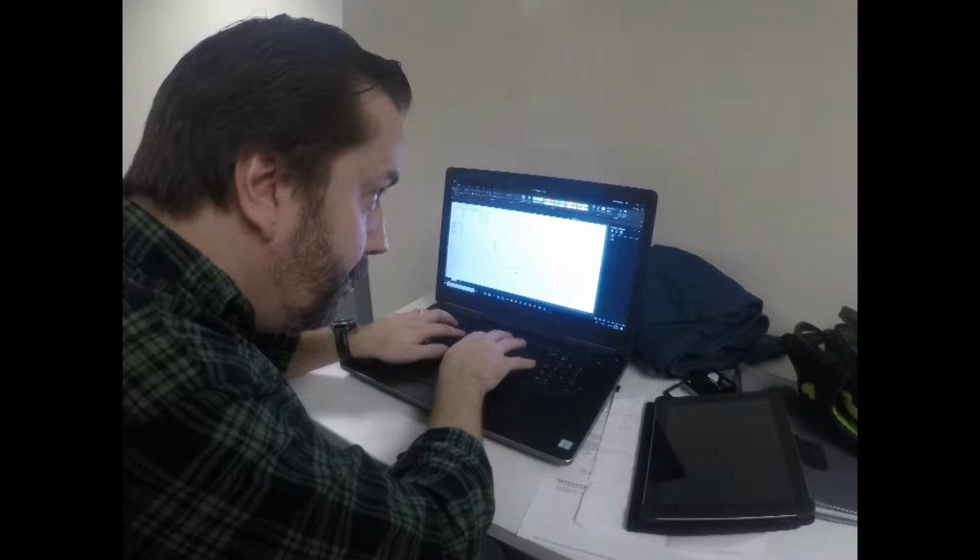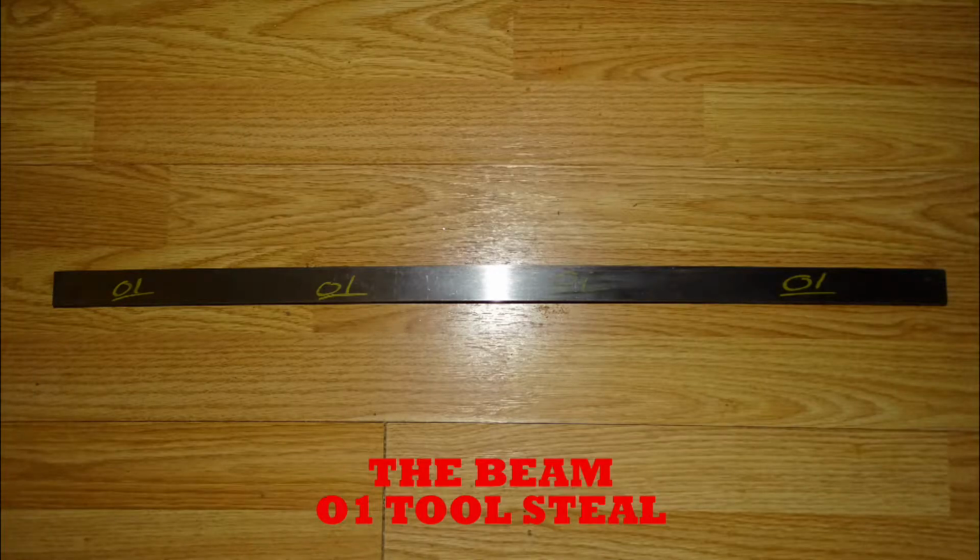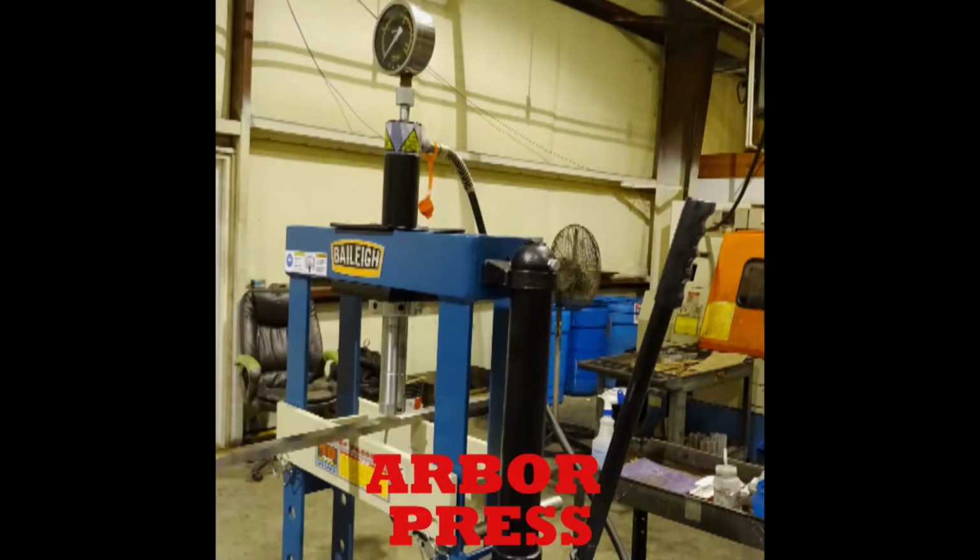For our project, we chose to place a beam made of O1 tool steel measuring 1/2 inch high by 1 inch wide. For our support, we chose to load the beam in an arbor press where the supports are 5 inches apart. The force is applied directly in the middle of the supports.